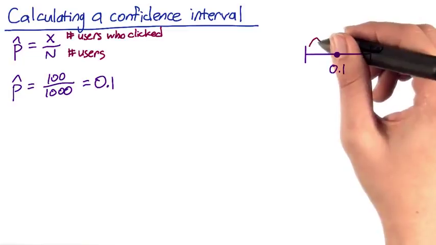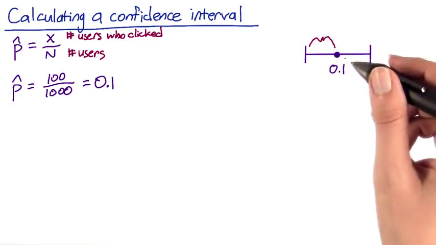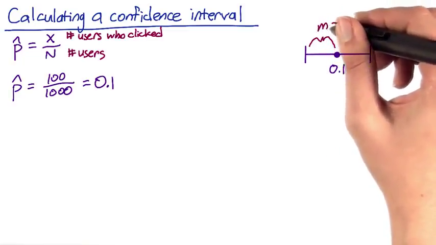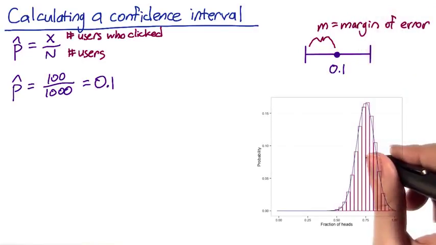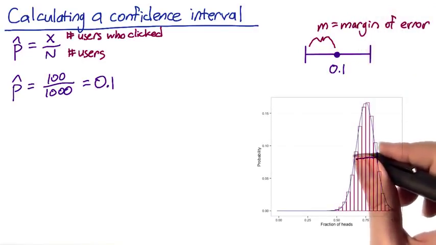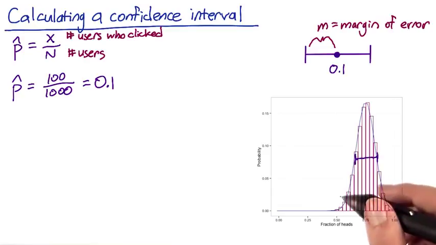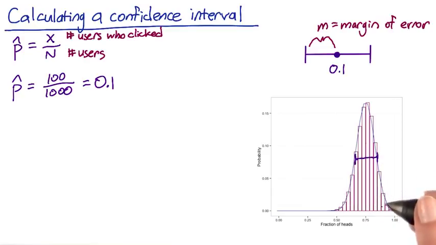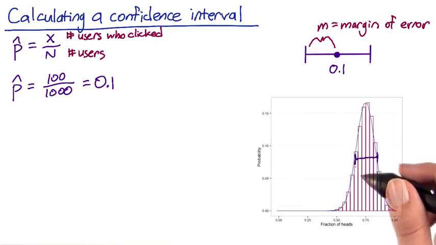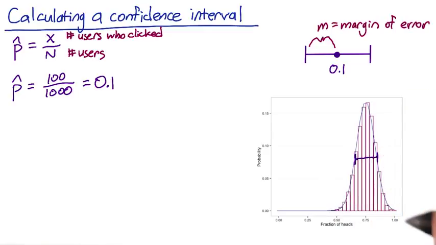0.1. Next, I want to calculate the width of the confidence interval, which is also called the margin of error, or m. To do this, I'll need to use the standard error of the binomial distribution. Recall that if the sample is large enough, instead of using the binomial distribution, I can assume the distribution is normal, like this blue line.